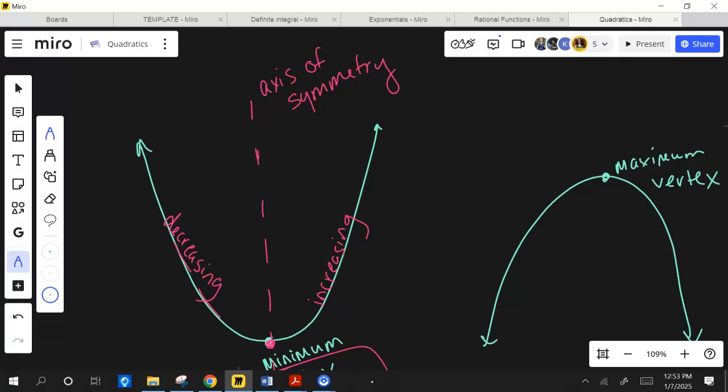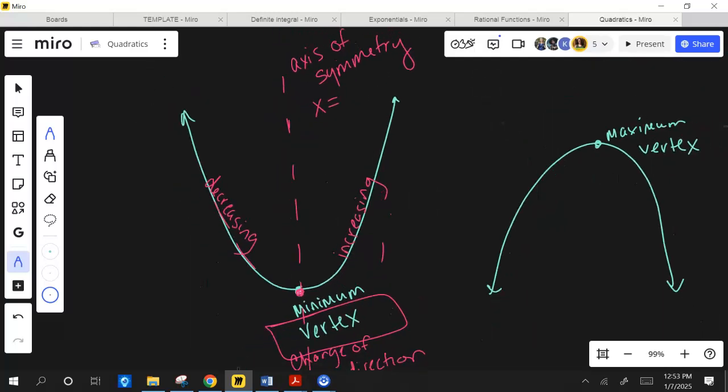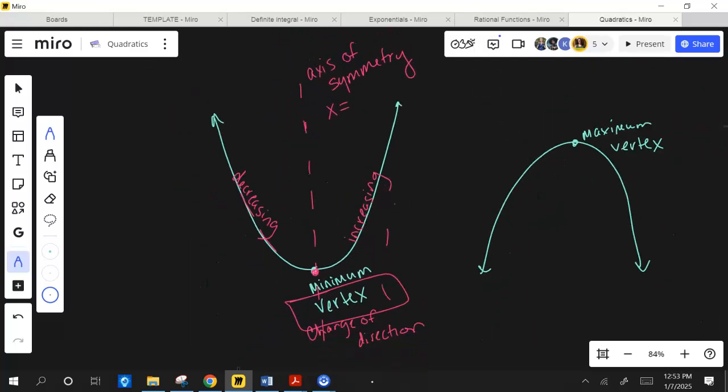Yes, you're exactly right. Good job. X equals whatever this vertex was, right? So if this vertex, let's say, was A, B, that's a point, right? Then this would be x equals A that runs through it. So x equals is a vertical line, y equals is a horizontal. Okay. So we've got these parabolas.